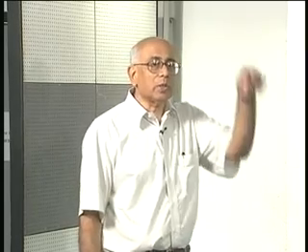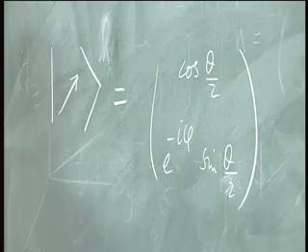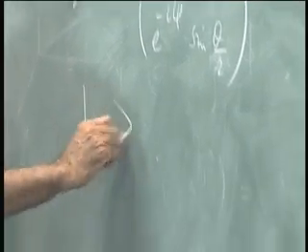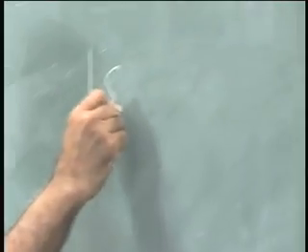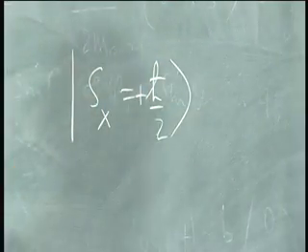You get 0 1 apart from a phase factor, which is irrelevant because along the z axis the phi angle is undefined anyway. So that works. What about this eigenstate? What is this equal to? Sx equal to plus or minus h cross over 2.